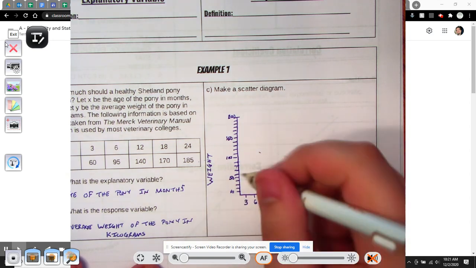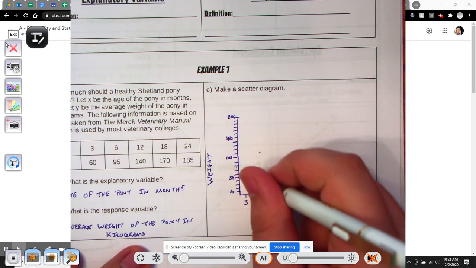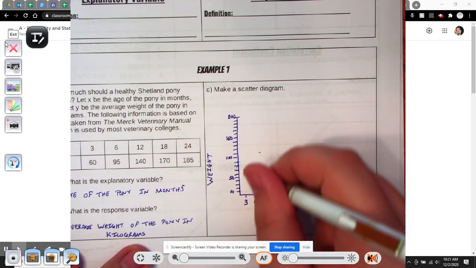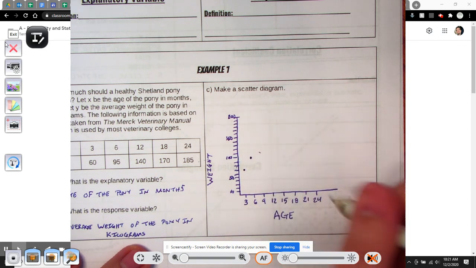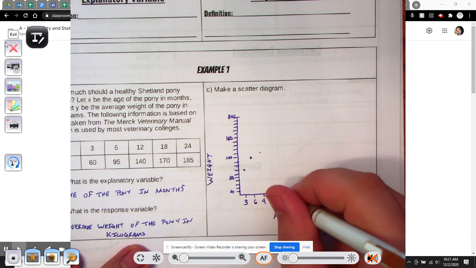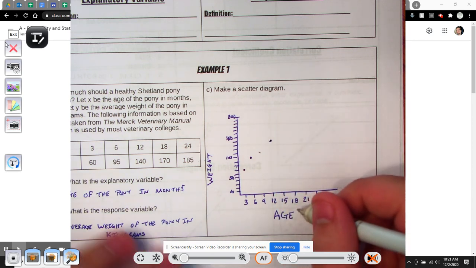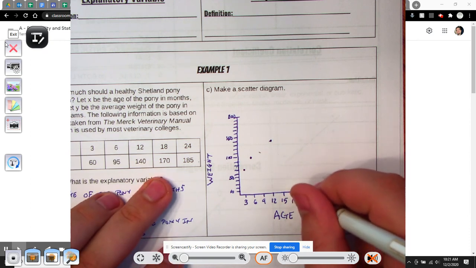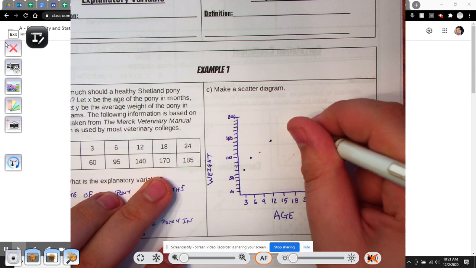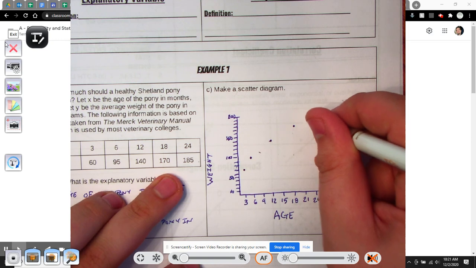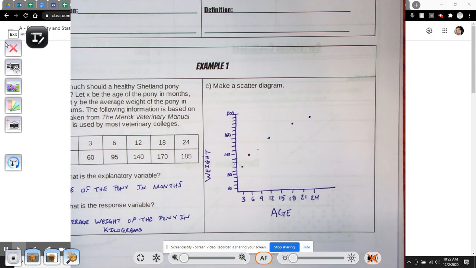And now I'm just plotting the points. So the first one said 3, 60. So put a point. 6, 95. 12, 140. 18, 170. And 24, 185. I'm not, once again, connecting the points because this is a scatter diagram.